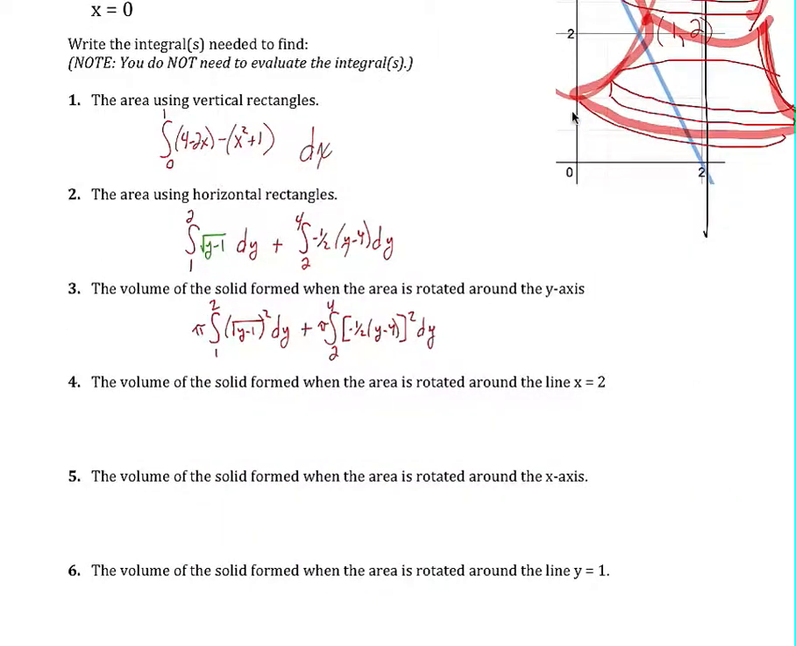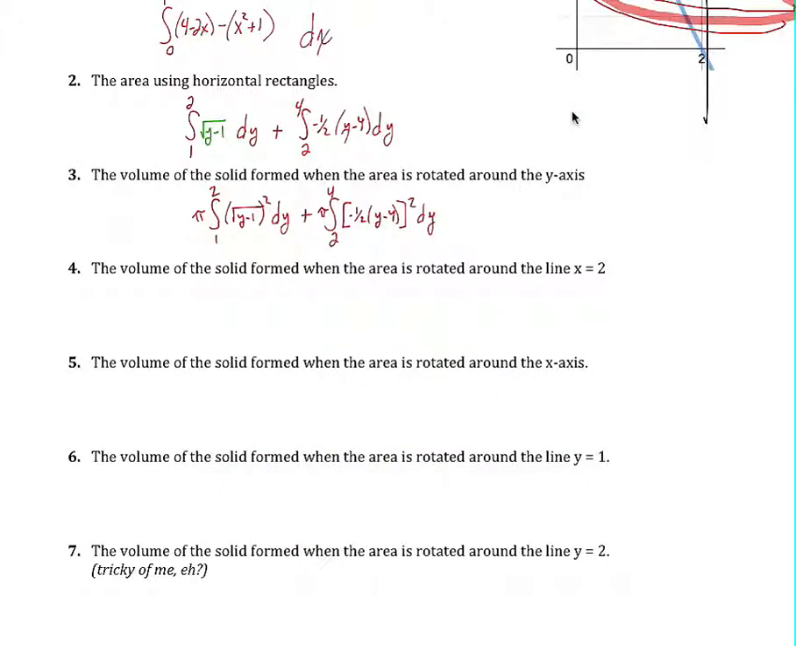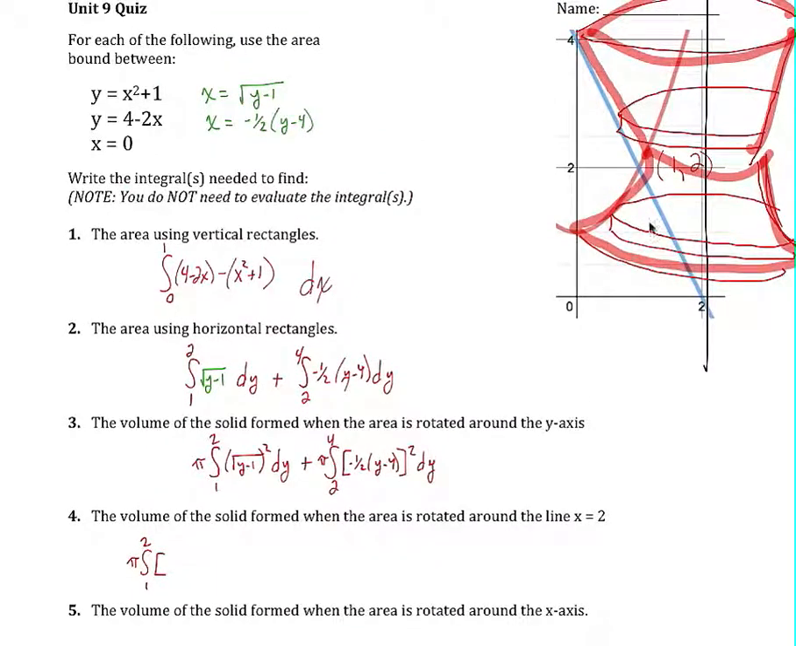Alright, so the integral for that, again, it's got two pieces. The first piece, we're taking the integral from 1 to 2 of pi r squared. Pi comes out in front. Now the r for this bottom here is the distance from the line we're rotating around, x equals 2, to the function. So the r is going to be 2 minus whatever this value is. And up here it's going to be 2 minus whatever the value is out here to the blue function.